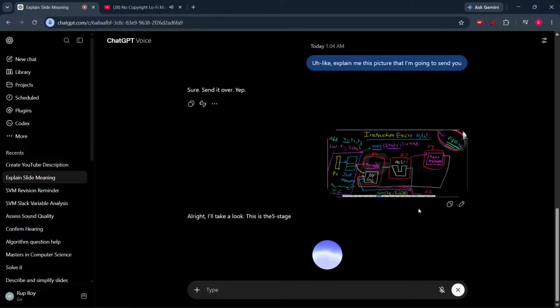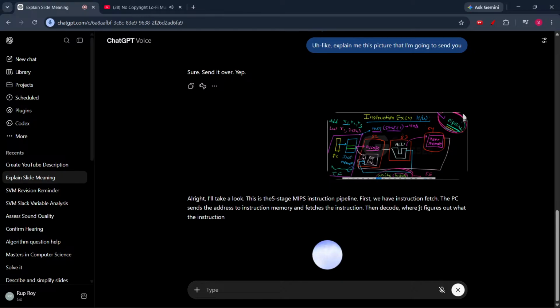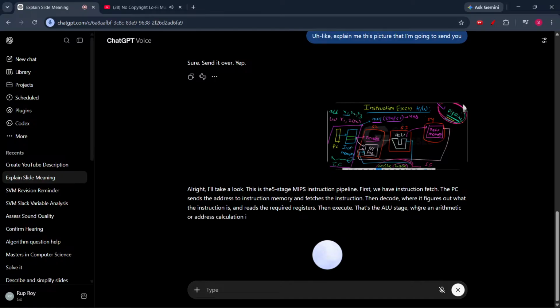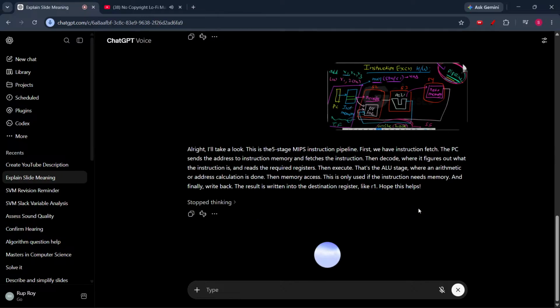This is the 5-stage MIPS instruction pipeline. First, we have instruction fetch. The PC sends the address to instruction memory and fetches the instruction, then decode, where it figures out what the instruction is and reads the required registers. Then execute. That's the ALU stage, where an arithmetic or address calculation is done. Then memory access. This is only used if the instruction needs memory. And finally, write back. The result is written into the destination register, like R1. Hope this helps.